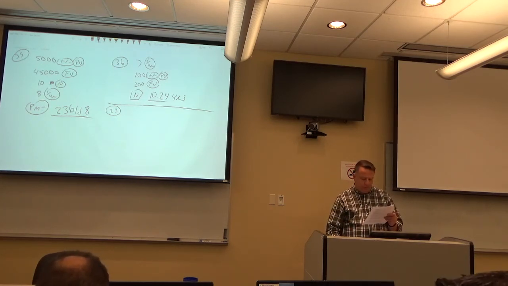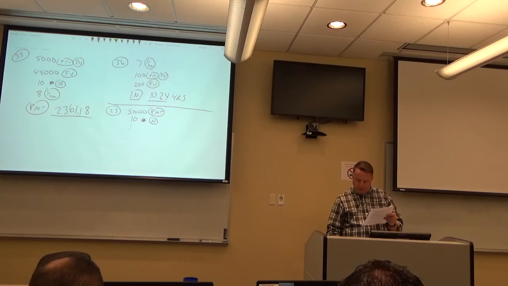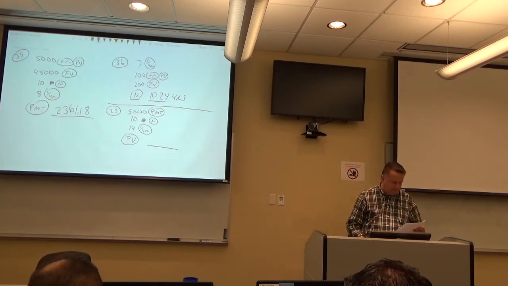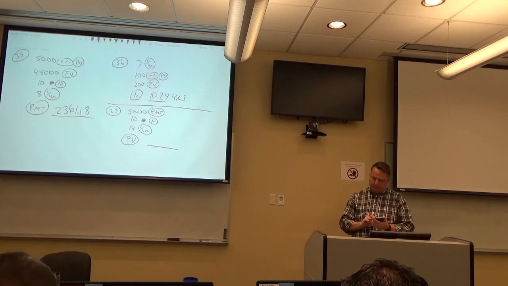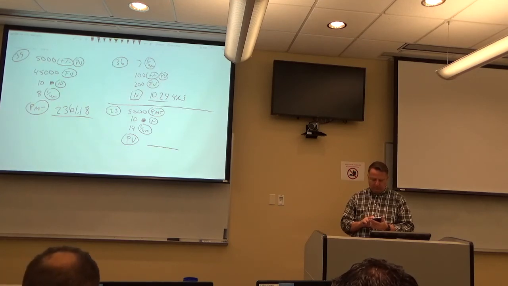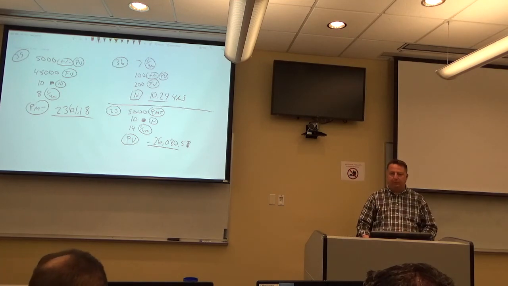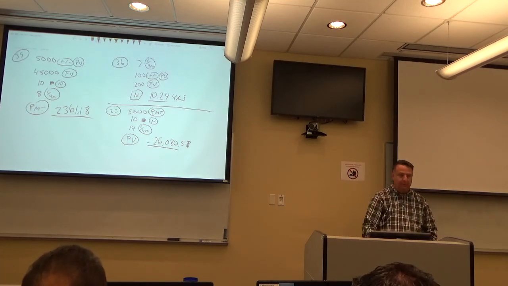23, this is yearly, so $5,000 is the payment. 10 years, 14%. And we're just going to be solving for what is present value. $26,080.5758. Okay? All right, any others?